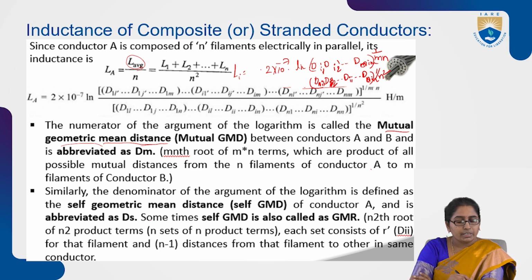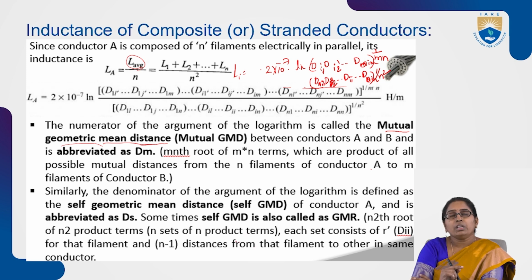Next, they say about the denominator. Similarly, the denominator of the logarithm is defined as self geometric mean distance, self GMD, self GMD of conductor A. It is abbreviated as DS, D suffix S. See that it is named as self GMD of conductor A.